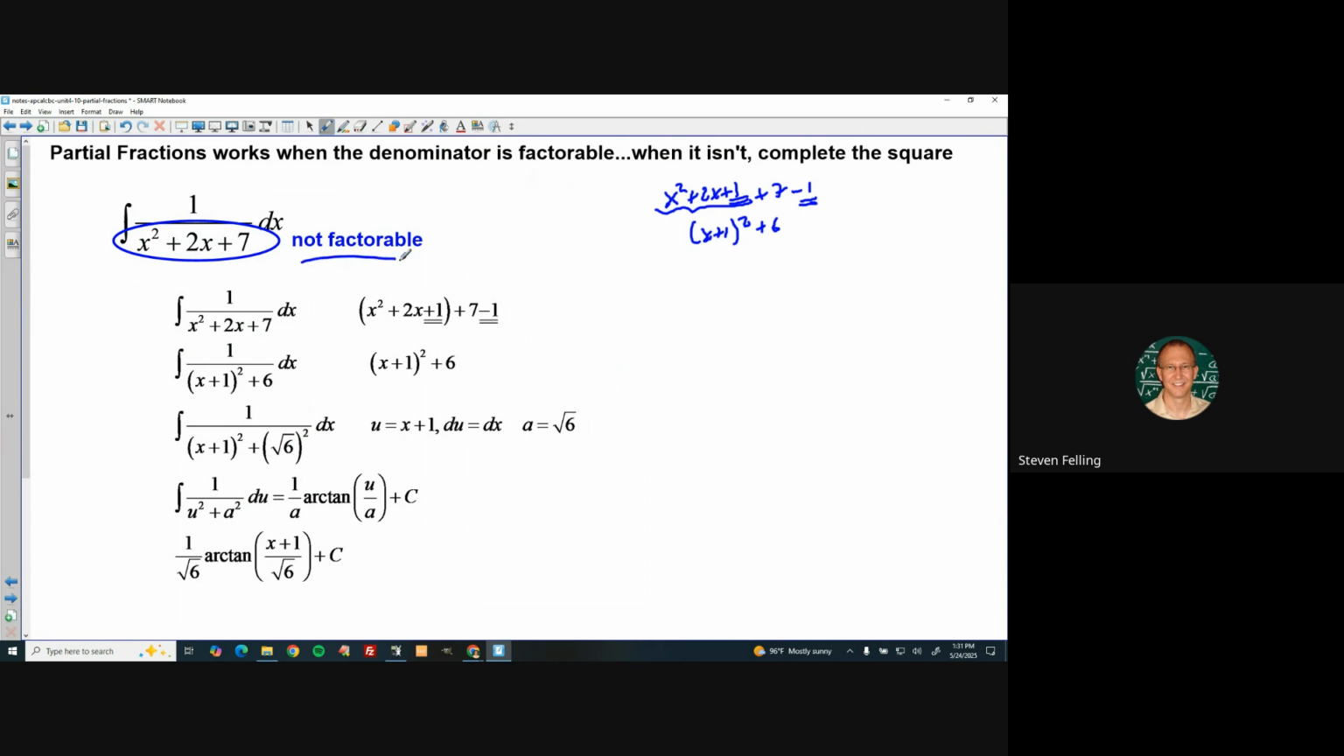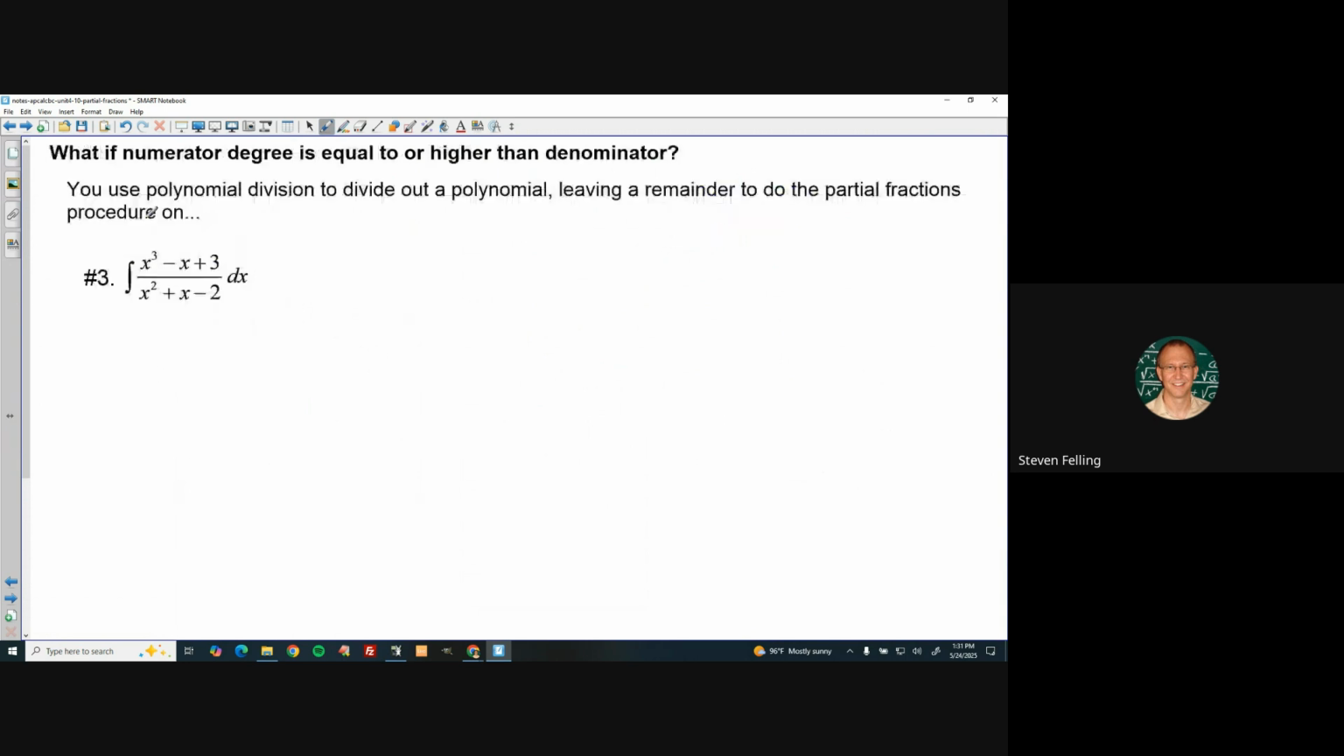Right, so when it's not factorable, we complete the square. If it is factorable, we do partial fractions. Okay, what if the numerator degree is higher than the denominator degree? So, like in this case where we have an x cubed out here and x squared, first we're going to go ahead and do polynomial division to simplify this. So if I divide this into that, we can use this procedure here.